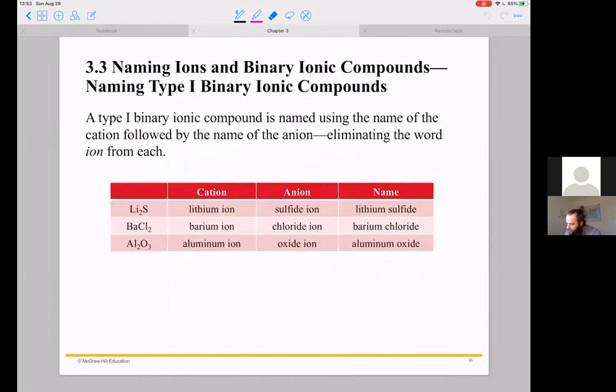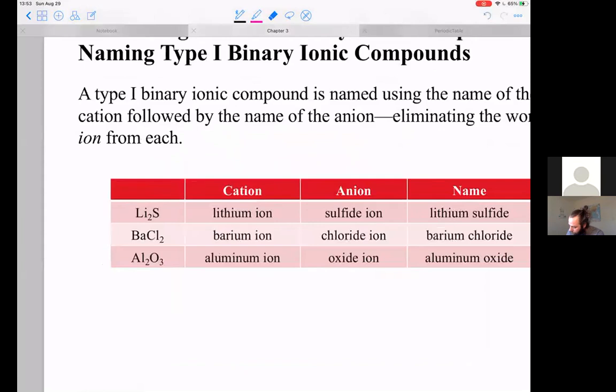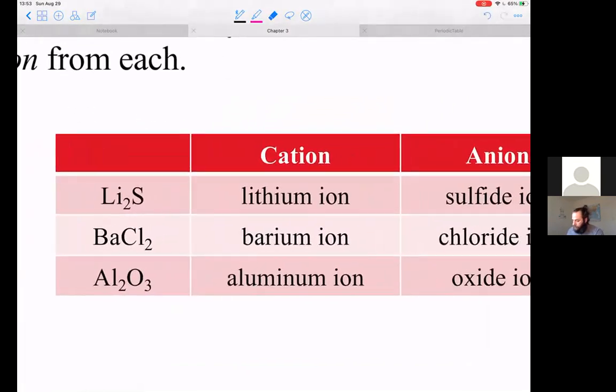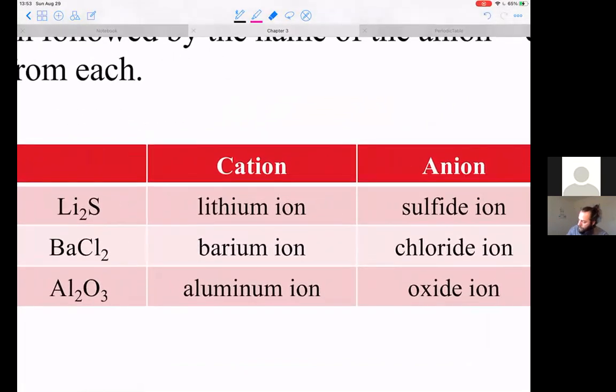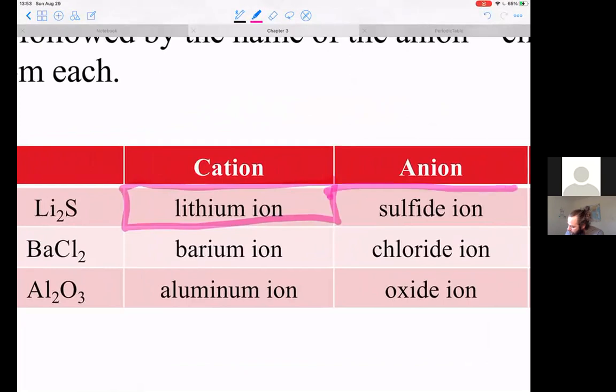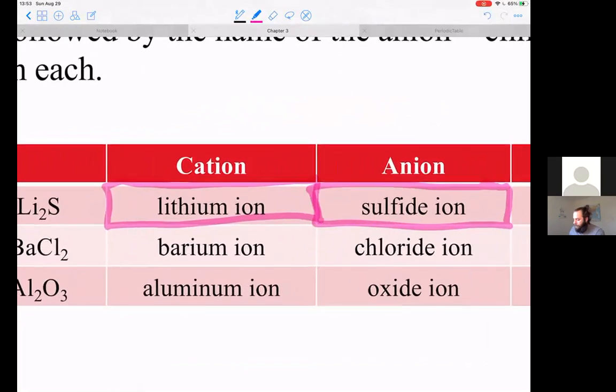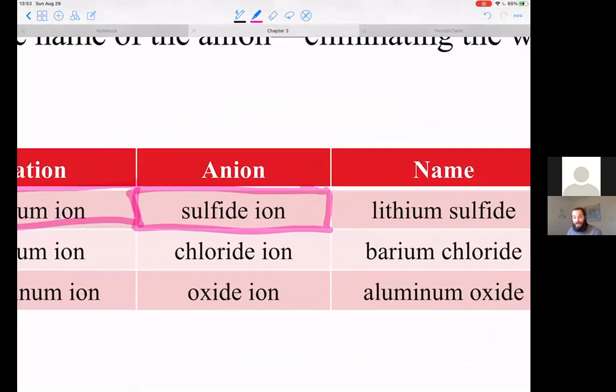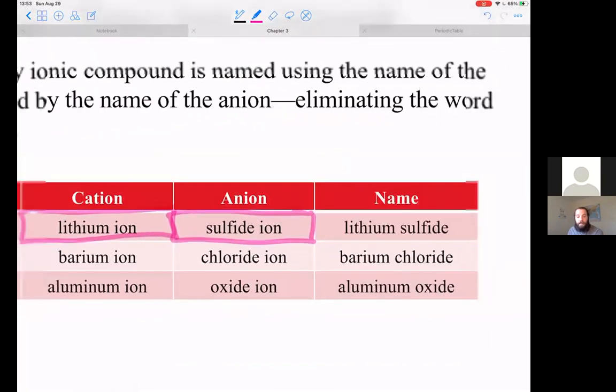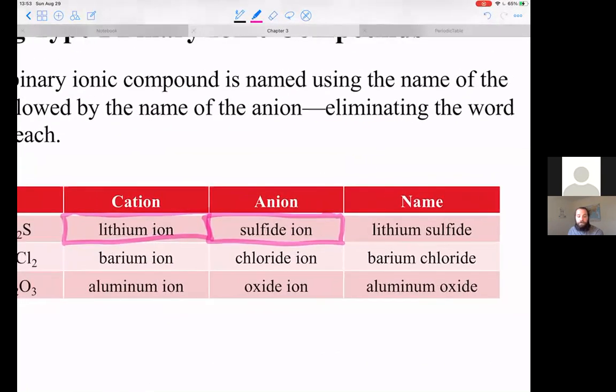Okay, so if we're going to actually name a compound here, let's start with this one. The first thing you do is name the cation. That's the lithium ion. You name the anion, that's the sulfide ion, and then you just stick them together. So the name of this compound would be lithium sulfide.